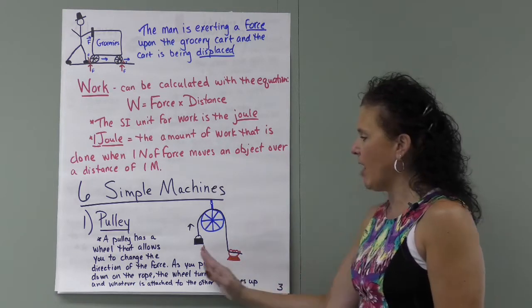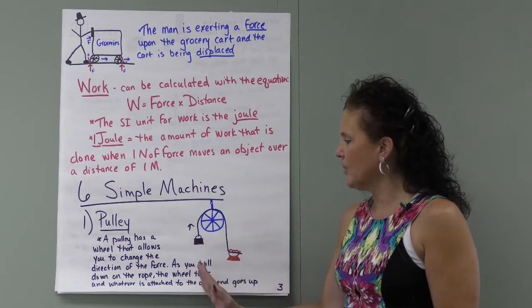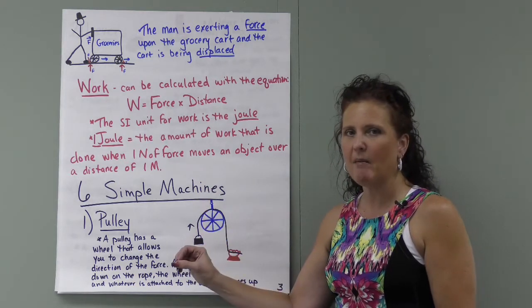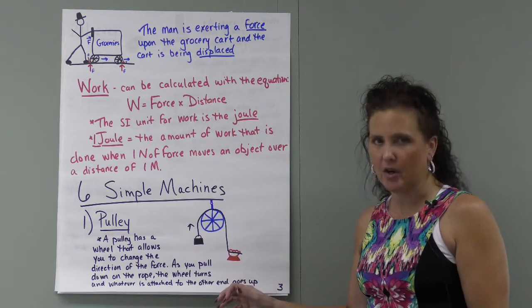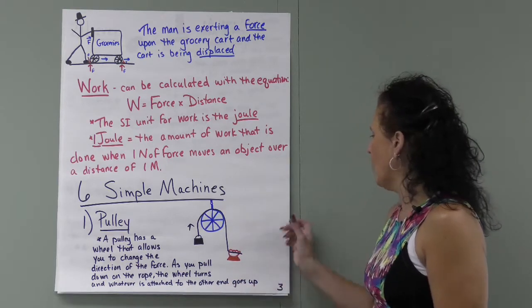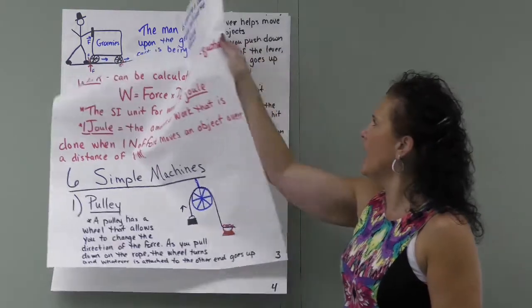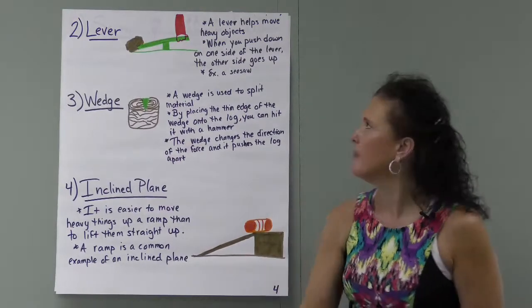You're still doing the same amount of work. If this was 10 kilograms and we moved it 10 meters, it's the same amount of work, but we've changed the force that you have to apply to do that work, right? That's number one. Number two is a lever, right?